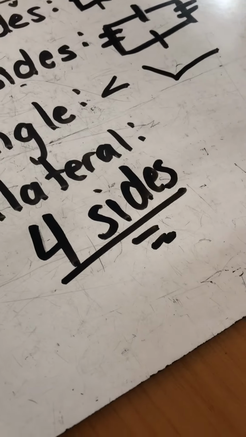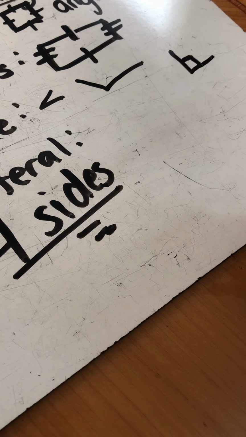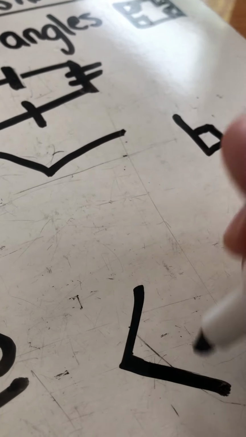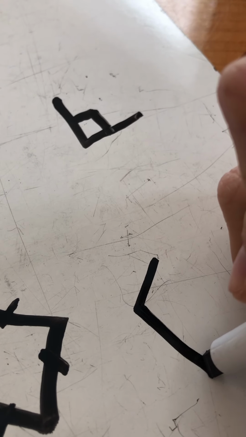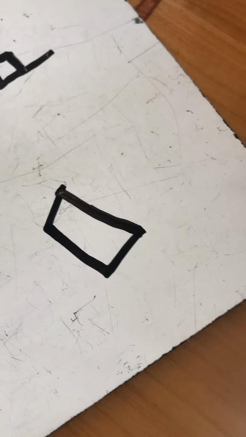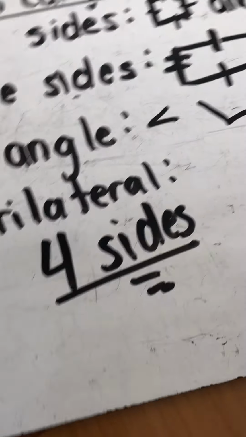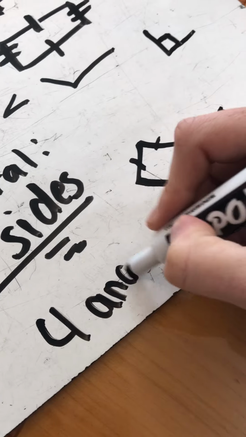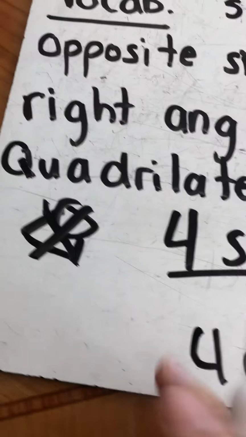4 sides. Do the sides have to be equal? No. Do the sides have to be anything really specific? Nope. So, is that a quadrilateral? 1, 2, 3, 4, yes. Is that a quadrilateral? 1, 2, 3, 4, yes. It has 4 sides and 4 angles. Do the angles have to be right? Nope. 4 sides and 4 angles.